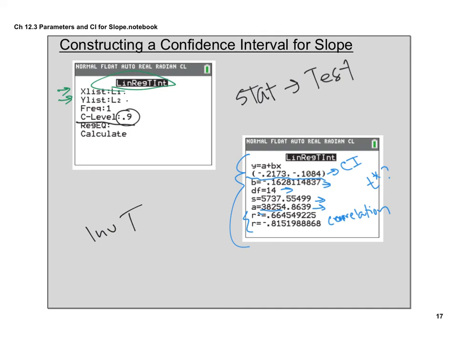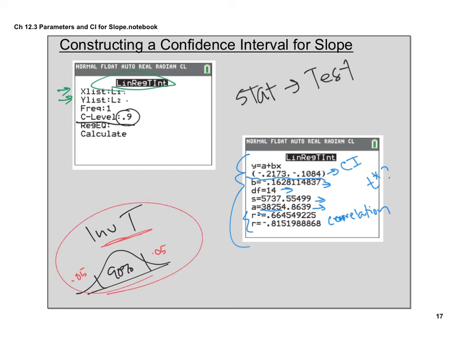If you do inverse T, just remember that you're looking at two-tailed, so 90% on the inside would mean that you've got 0.05 in each tail. So if you needed to get the T-star value, you can do that in inverse T, and that was in second, I can write a 2 here, second distribution is where you get inverse T. So use your calculator to help you is my point there.